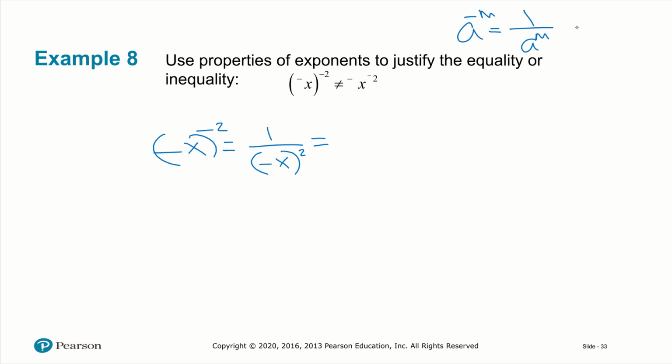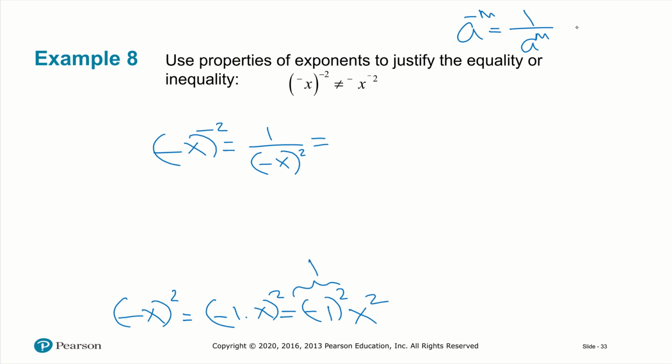So now we know that here, when I'm taking negative x and squaring it, that's just saying like negative 1 times x squared, right? So that's negative 1 squared times x squared. Now negative 1 squared is just 1. So we're just going to end up with x squared, right? So we get 1 over x squared. So that's what we get for the left side of this expression here. That's this inequality that's given here.